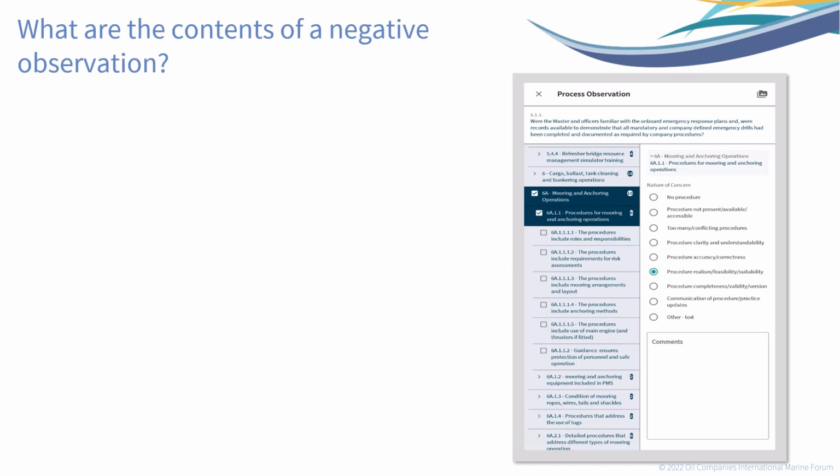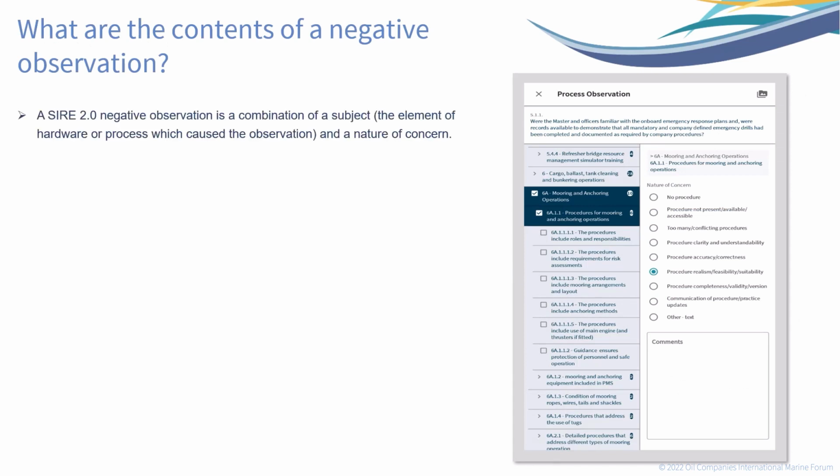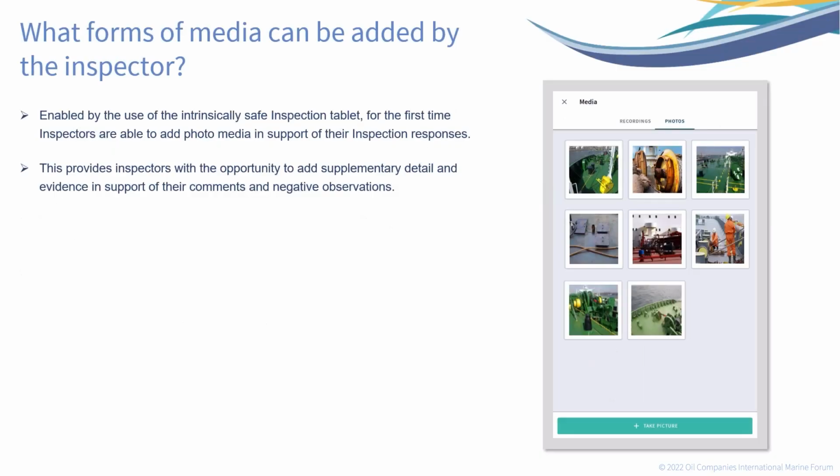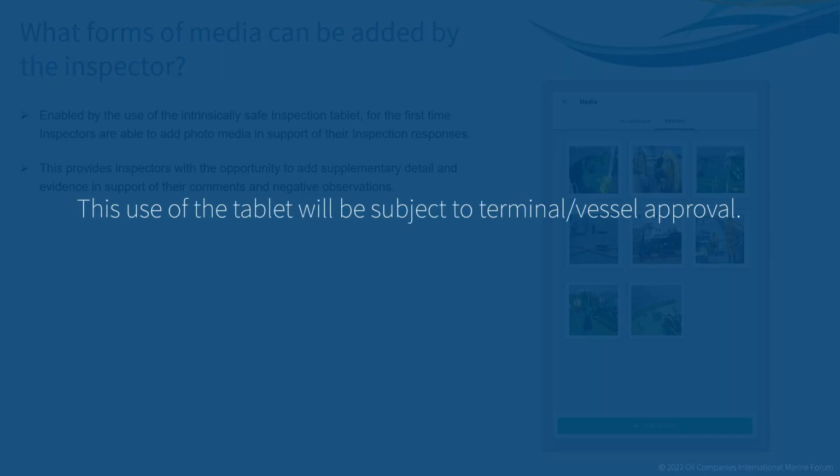The contents of a negative observation. A negative observation made in SIRE 2.0 is a combination of a subject of concern and a nature of concern. Subject of concern (SOC) is a term used within the inspection editor application to identify what is being reported on. Nature of concern (NOC), a term used within the inspection editor application to identify what has been observed. The use of the EX-Proof tablet allows the inspector to take and provide photographic verification to support their findings. This use of the tablet will be subject to terminal vessel approval.